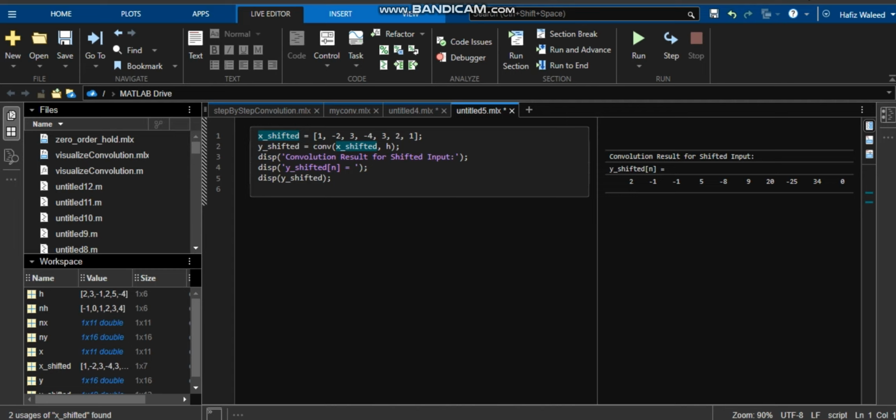The conv function in MATLAB is used to perform convolution. It takes the shifted input signal X_shifted and the impulse response H as inputs and computes the convolution sum, resulting in the output signal Y_shifted. The disp function is used to display the convolution results. It prints the message "convolution result for shifted input" and then displays the value of Y_shifted.